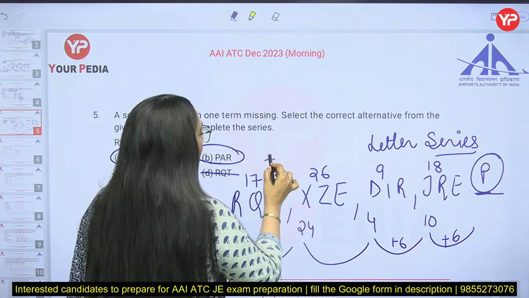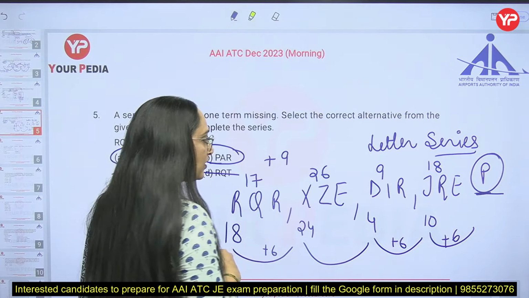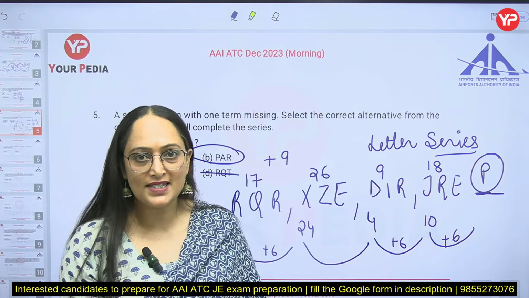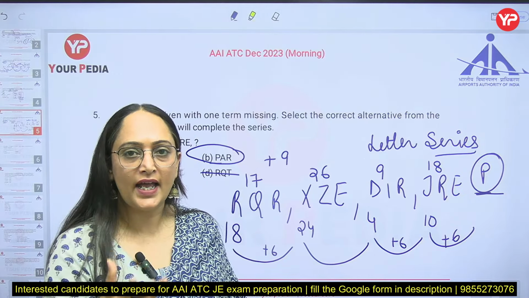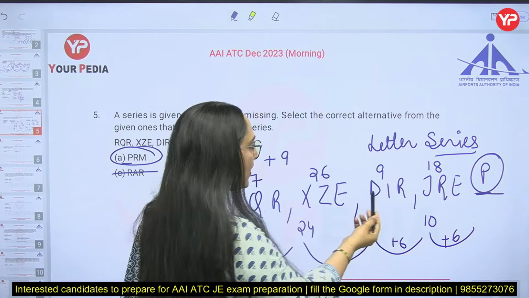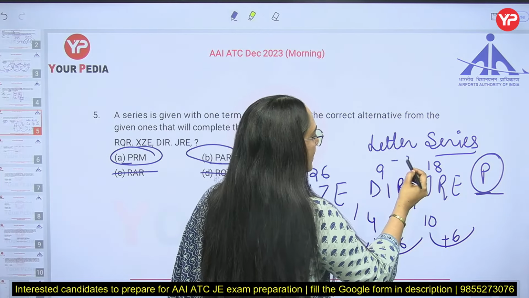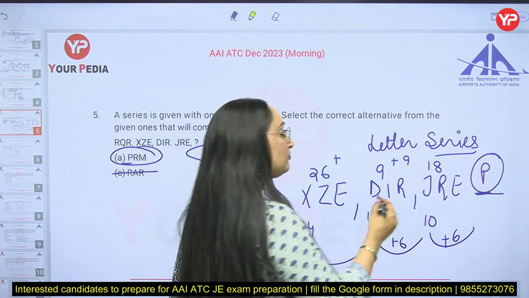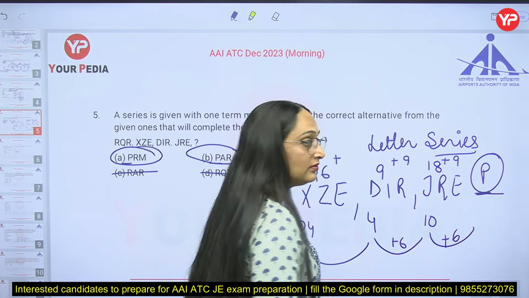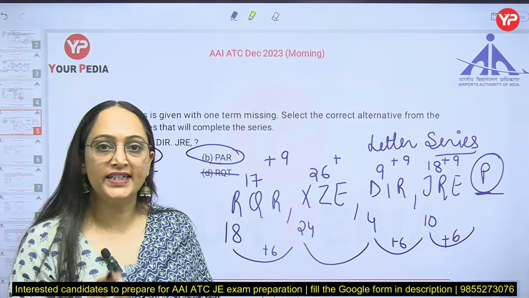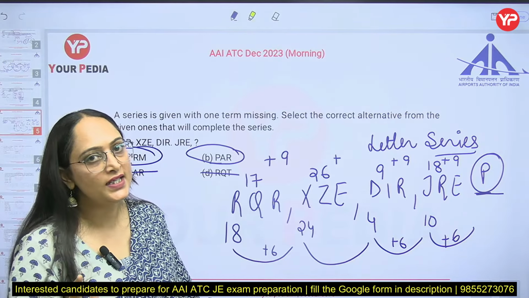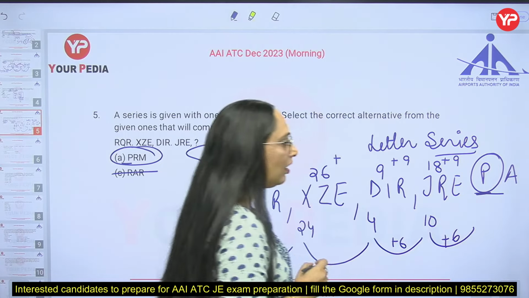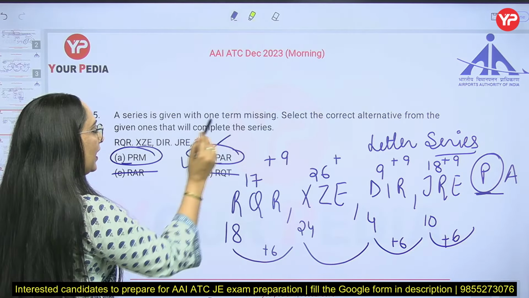So 17 plus 9 is equal to 26, or 26 plus 9, because 26 is the last letter. So at the 9th place we have I, that's why I is there. So 9 plus 9 is equal to 18. That's why R is there. So 18 plus 9 is 27, but we have only 26. That means at 27 we have A. So our answer is PAR.